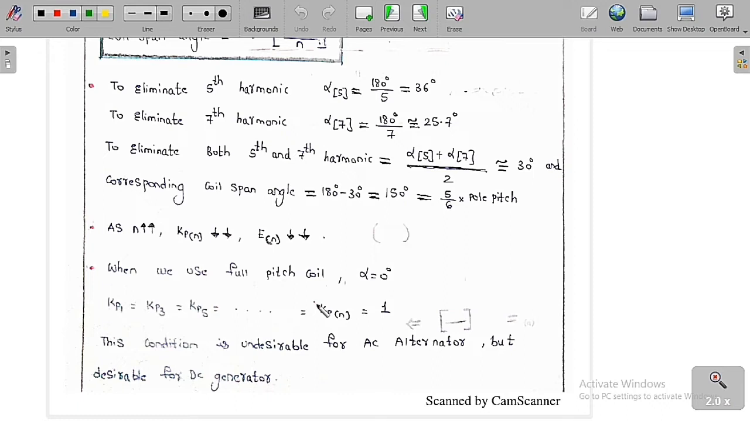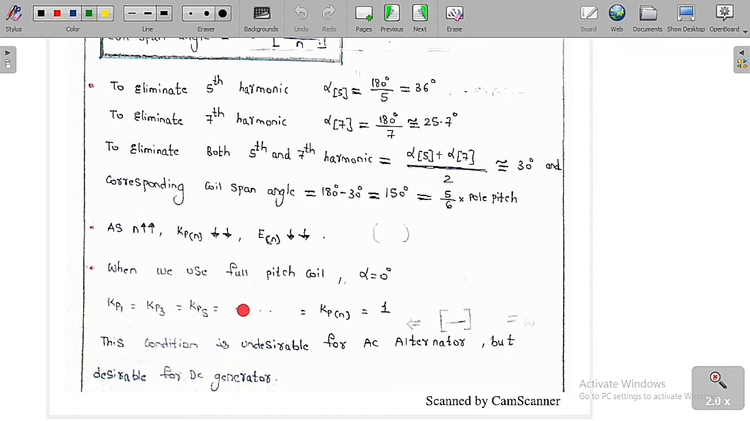Then the short pitch angle is 0 degrees, because alpha is equal to 180 degrees minus the coil span, or 180 degrees minus the overall slot angle between the two slots that you are going to connect. For a full pitch winding, the coil span is equal to 180 degrees. So 180 degrees minus 180 degrees is 0 degrees. Therefore, alpha is equal to 0 degrees.